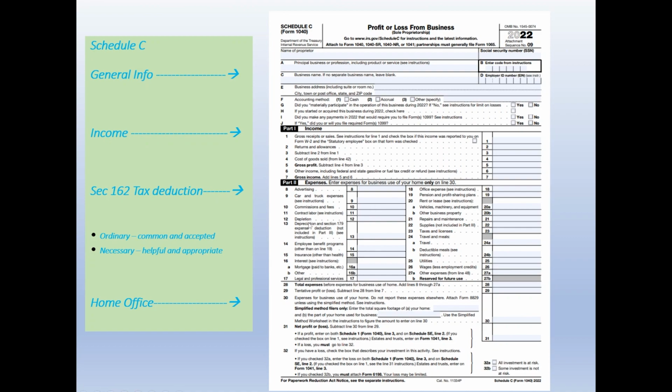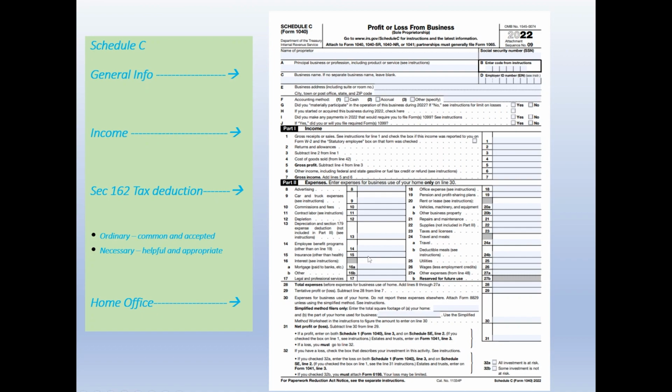So line 12 is depletion, line 13 is depreciation. If you purchase equipment for your business, then depreciation expenses need to be reported in here. Line 14, if you have employees, you pay for employee benefits. The benefit is going to be put in here.